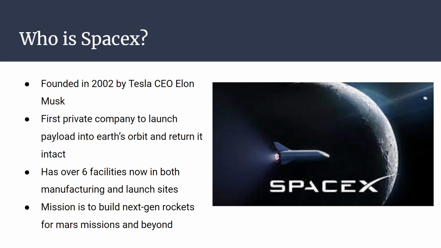Who is SpaceX? Well, SpaceX was founded in 2002 by Tesla CEO Elon Musk. It is the first private company to launch a payload in the Earth's orbit and return it intact. Since that time, it's grown a lot and has now over 6 facilities in both manufacturing and launch sites. And the primary mission of SpaceX is to build next-gen rockets for Mars missions and beyond.